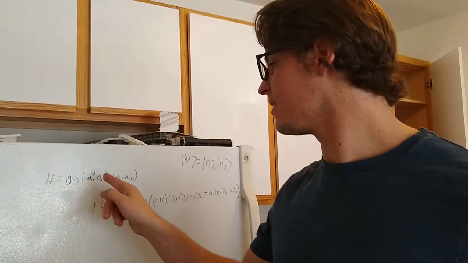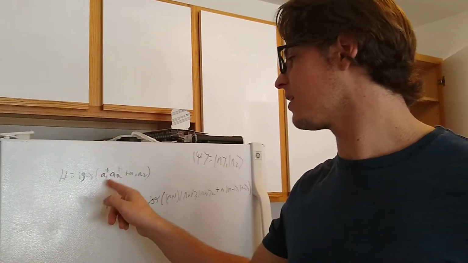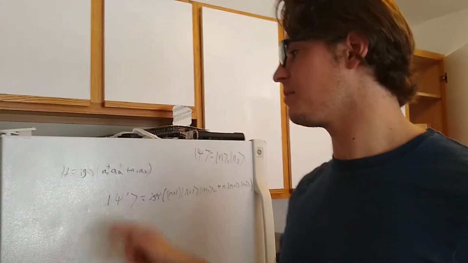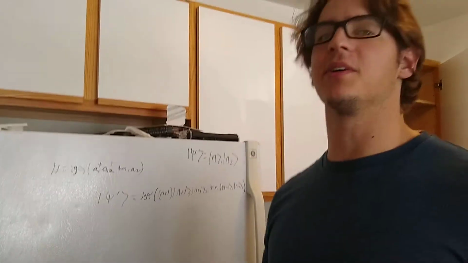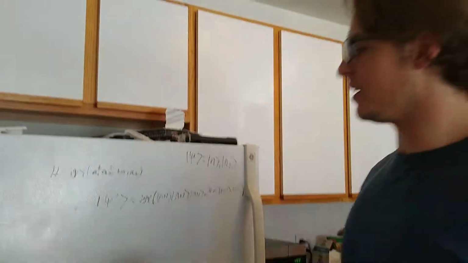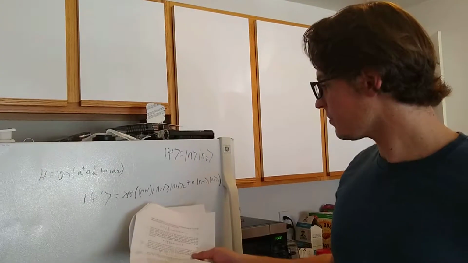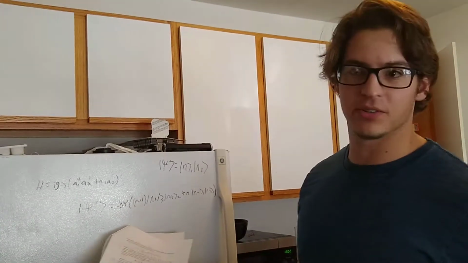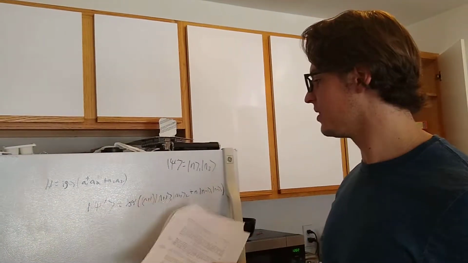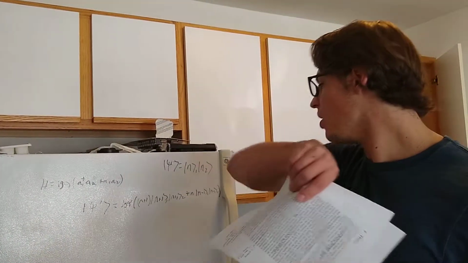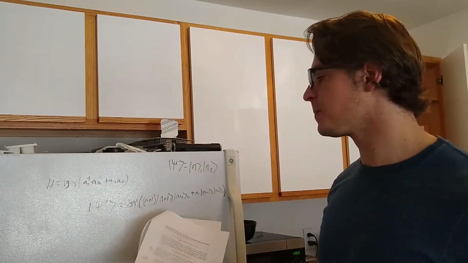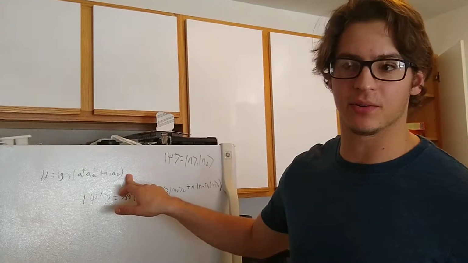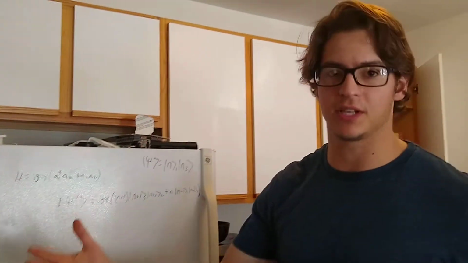When you act it on the state, A dagger and A are creation and annihilation operators, which are the same thing as raising and lowering operators. We learned about that this semester. So if you operate it on the state, you get a new state, which is a superposition entangled state. You can't factorize it, so it's entangled, and it's a superposition state. And as you can clearly see, this is the Hamiltonian for the lateral position of the photons. It would have a different one for the transverse momentum.